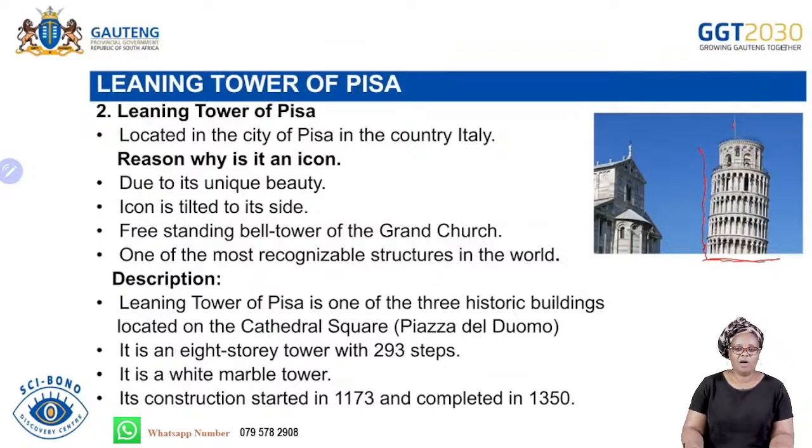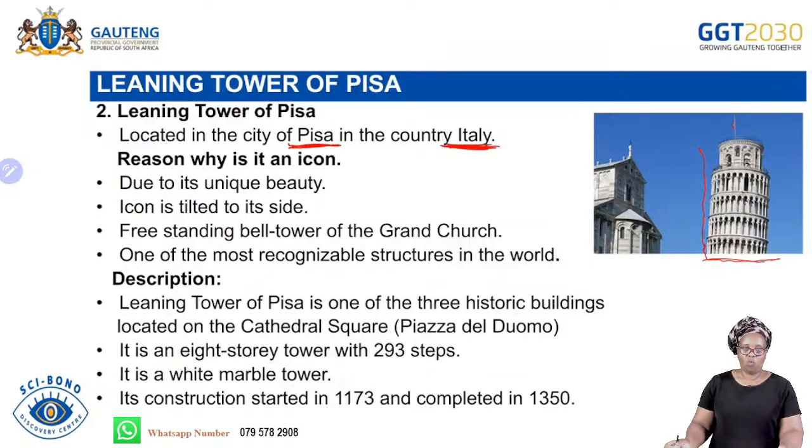So where do we find this icon? Remember, always you have to know where it is located. Let's look here. This one is found in the city of Pisa. The city of Pisa, where? In the country of Italy. There it is. So let's look at the reasons why it is an icon.